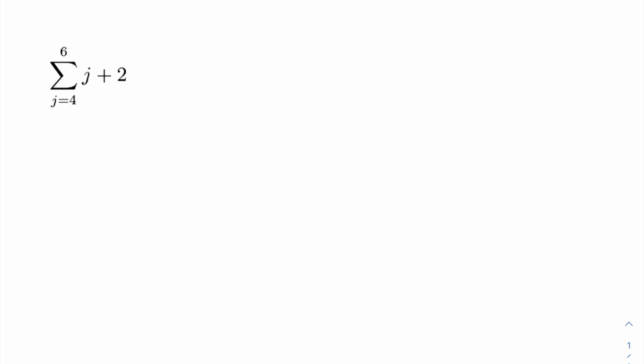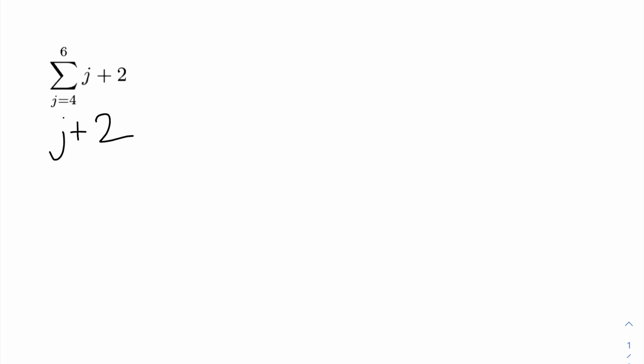Hello, and in this video, I'm going to teach you sigma notation. So to start, this symbol right here is called sigma, and it basically means sum of. Now let's start by looking at everything around the symbol. Over here, we see something that says j plus 2, so let's write that down. J plus 2.